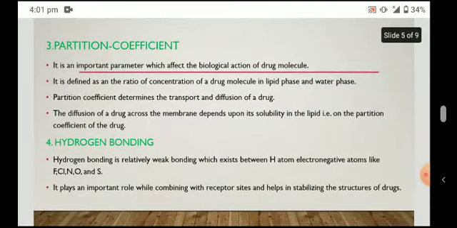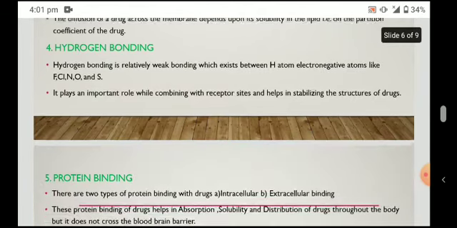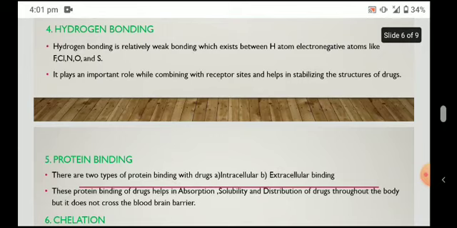The third parameter is the partition coefficient. It is also an important parameter which affects the biological action of a drug molecule. It is defined as the ratio of the concentration of the drug molecule in the lipid phase and in the water phase. The partition coefficient determines the transport and diffusion of a drug. The diffusion of a drug across the membrane depends upon its solubility in the lipid, that is the partition coefficient of the drug.